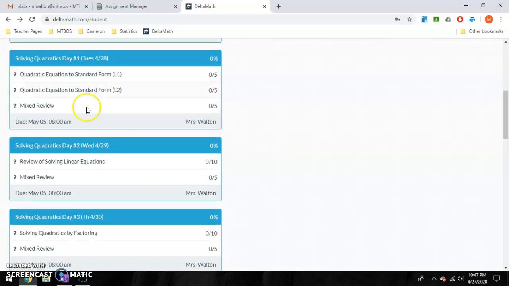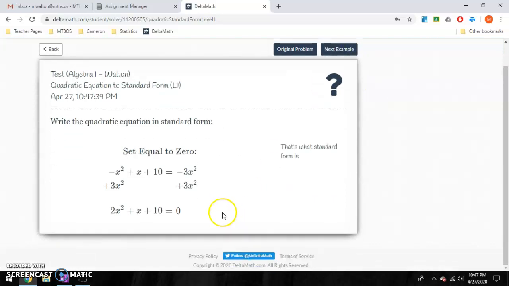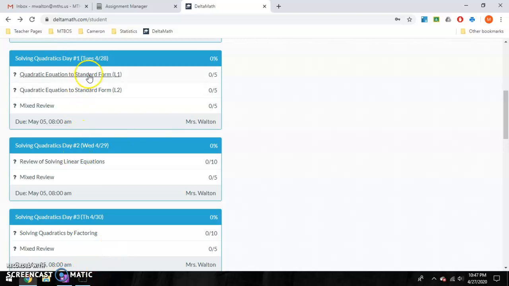Before we can actually solve, we need to figure out what standard form is. And standard form just means, if you click show an example, we have to get this set equal to 0, and then we have to have these in decreasing order. Our x squared first, our x right here, and then finally our constant there. So let's look at this example.